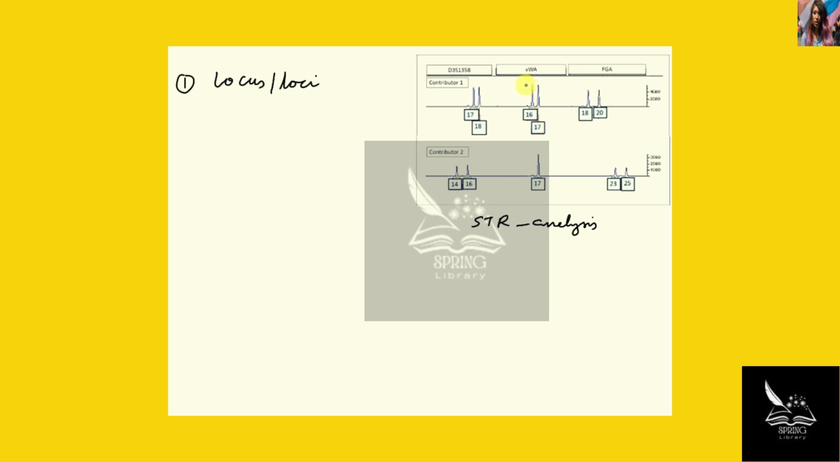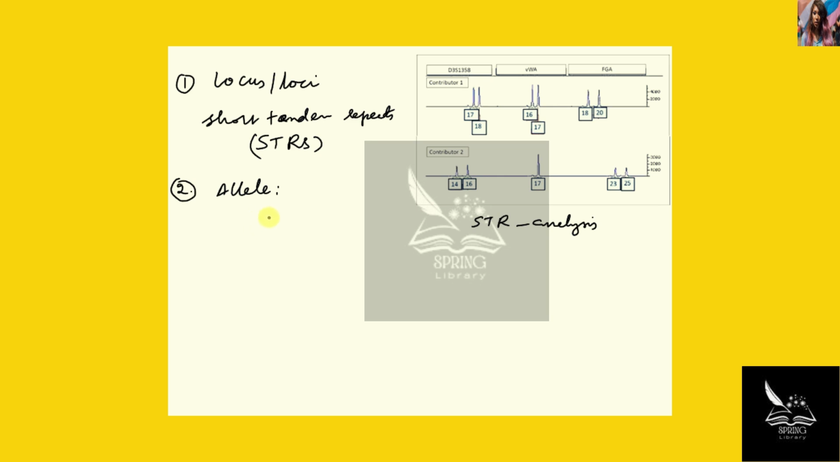These are the specific locations on the chromosomes where the DNA samples are analyzed for short tandem repeats for these suspects in this case, which are known as STR.